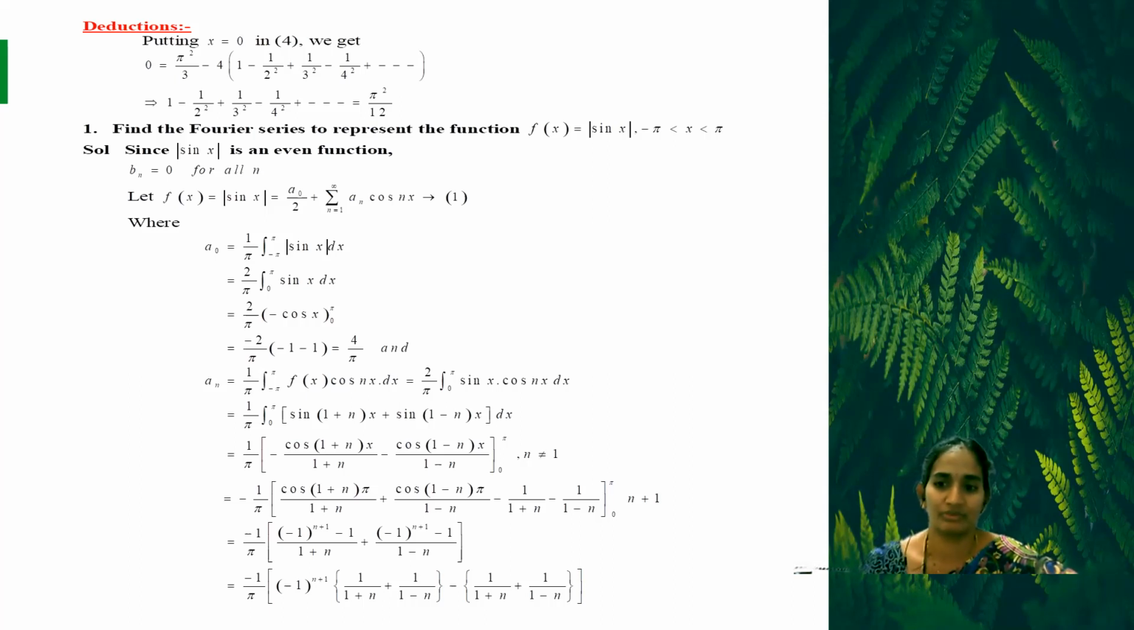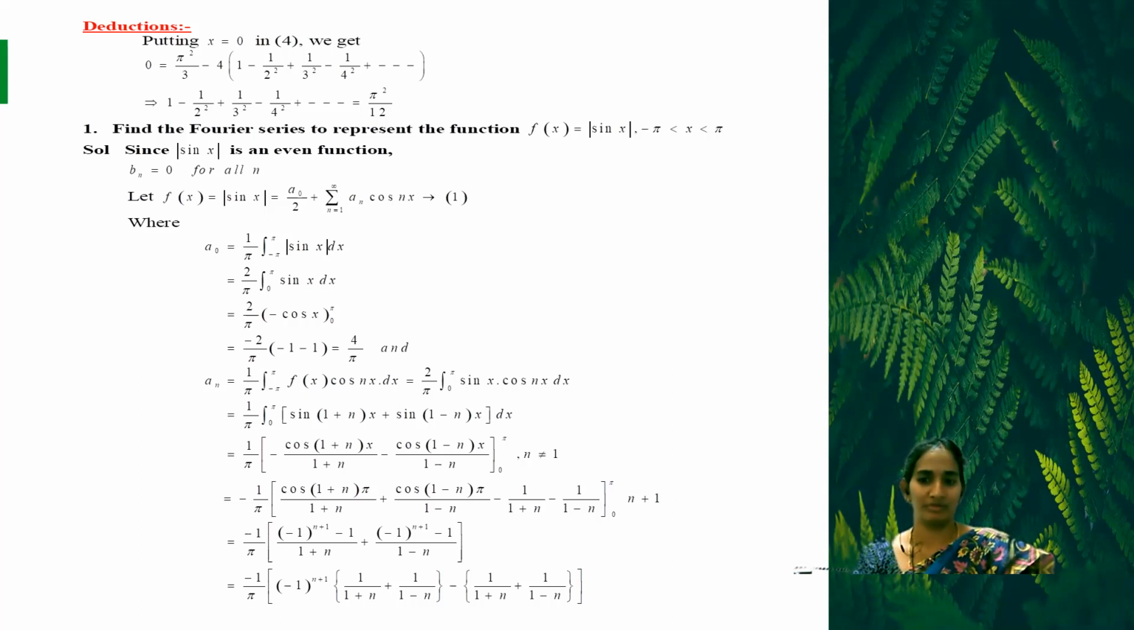How do we express the Fourier series for an even function? f of x equals a naught by 2 plus summation n equal to 1 to infinity a n cos nx. This is your equation 1. Okay, so now we are finding the a naught and a n values.